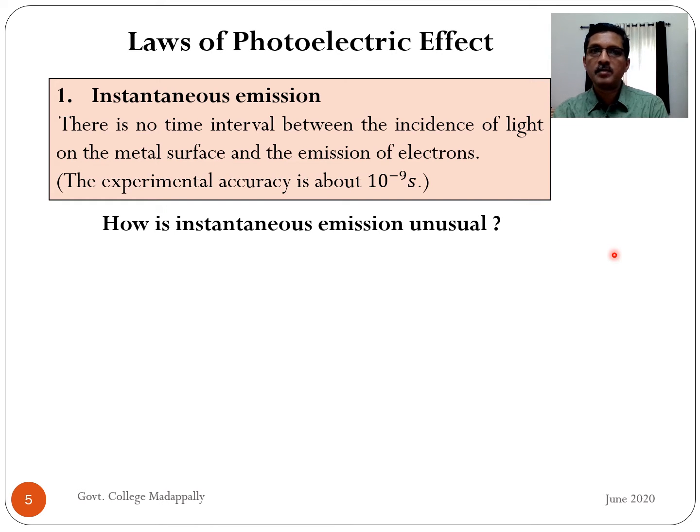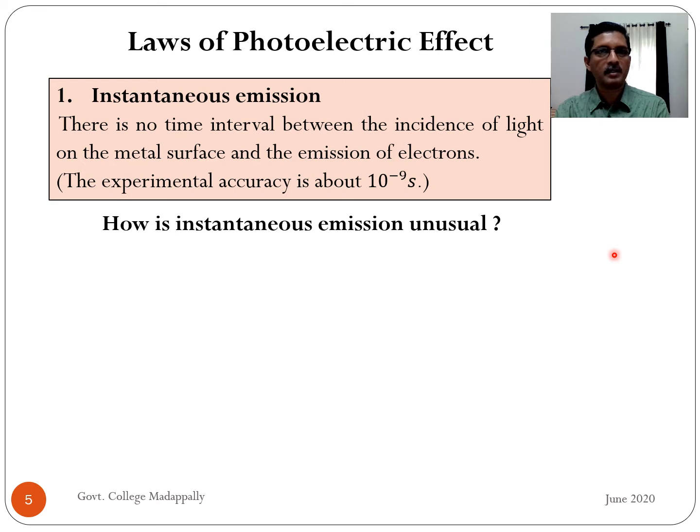Now, how is instantaneous emission unusual? What is the problem raised by this particular finding? Earlier I have said that the simplistic model of water waves displacing pebbles on a seashore cannot work in the case of this phenomenon. We cannot argue that electromagnetic waves are coming and the energy can concentrate on the electron and it can escape. This particular finding contradicts that model. Why? How does it contradict our simplistic model of waves displacing electrons from the metal?